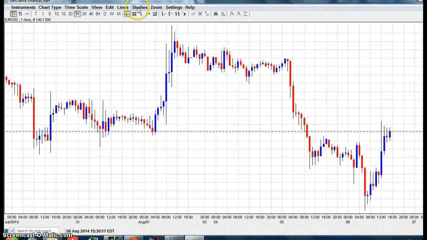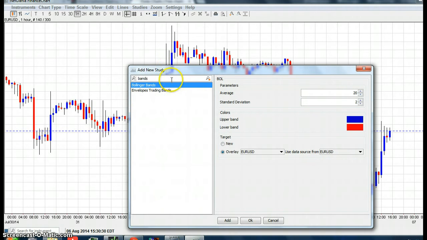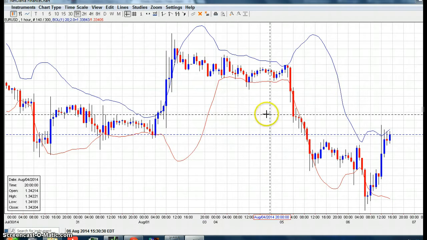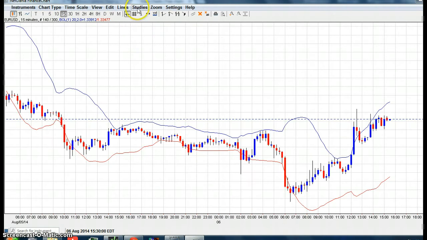First thing I do when I get inside NetDania, I go to Studies, Add Studies. First thing I'm gonna do is put in some bands. I don't do anything to it, I just put in some bands. Okay. I'm usually on the 15-minute chart, so it looks like this.